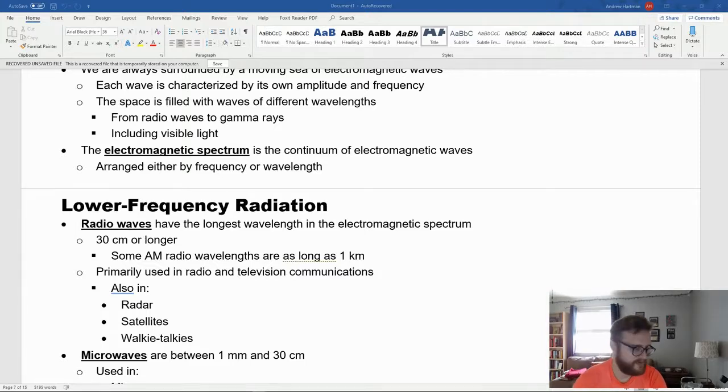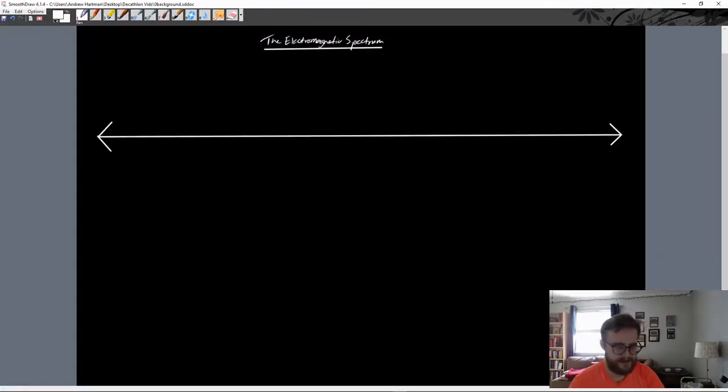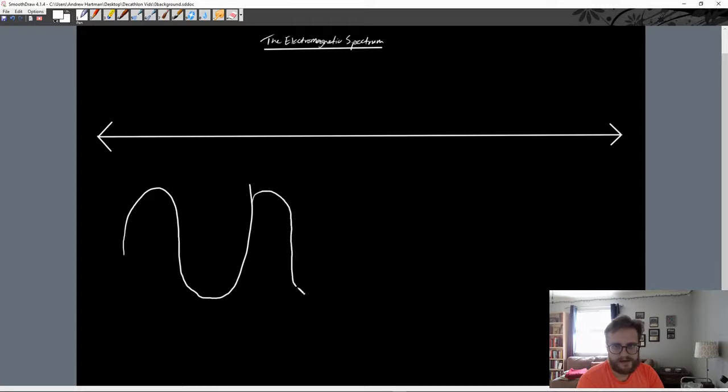If I can pull up here, just to look at these, if we create a wave here, a big wave such as this, and then we look at the wavelength, from one point to another, that is going to determine the wavelength. So again, the larger the wavelength, the lower the frequency.